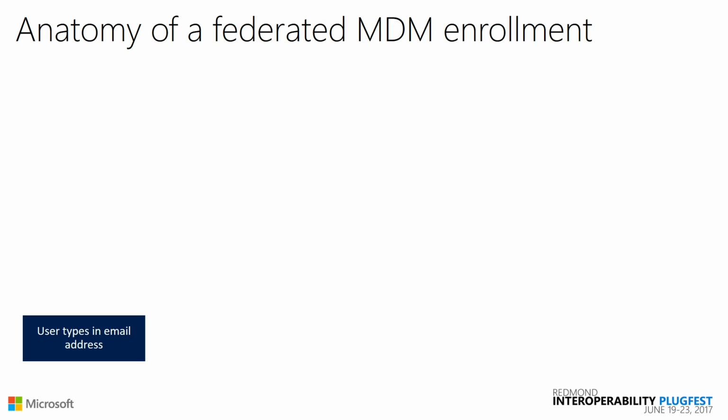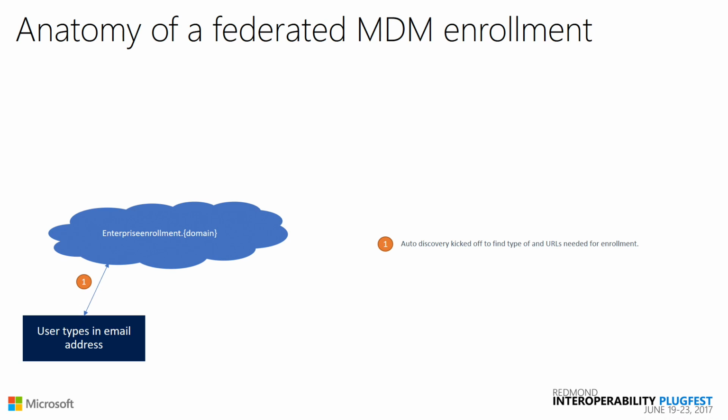But there's actually a number of things that happen to have that MDM enrollment take place. So this is what's covered under MS-MDE2. When a user types in their email address, I'll use my example of tanvir@microsoft.com, the client takes that email address, takes just the domain portion, so microsoft.com, and prepends enterpriseenrollment. to it. Then it pings this location, enterpriseenrollment.microsoft.com, and looks for this thing called a discovery payload.